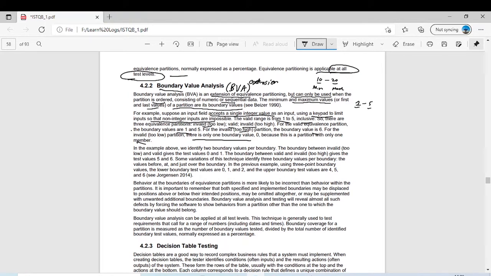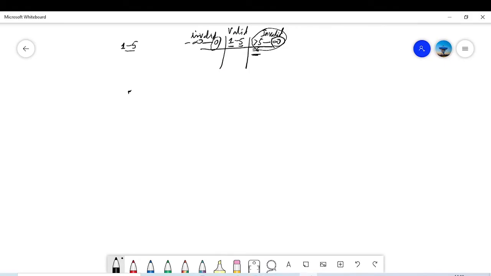In the example above, we identify two boundary values per boundary. The boundary between invalid too low and valid gives the test values 0 and 1. So what will be our approach here? We know this is our valid class, so it is min, and for the two-point boundary value we normally take min minus 1. So we check like this during boundary value analysis.